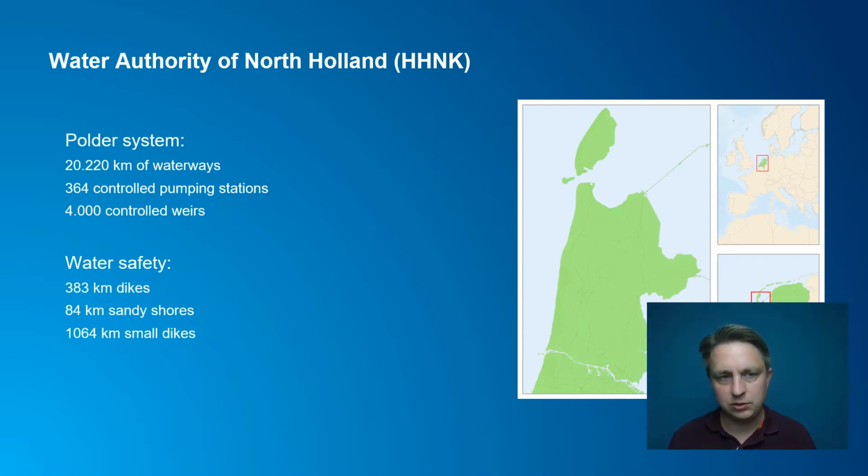Also, to get the water out, there are pumps pumping the water out 24/7. There are 364 controlled pumping stations and over 4,000 controlled weirs in the water system. And of course, if you keep water out, you also need dikes. There are over 380 kilometers of dikes, 84 kilometers of sandy shores, and over 1,000 kilometers of small dikes in the system itself. So these are impressive numbers for such a relatively small area.